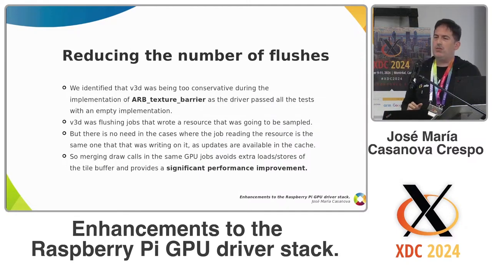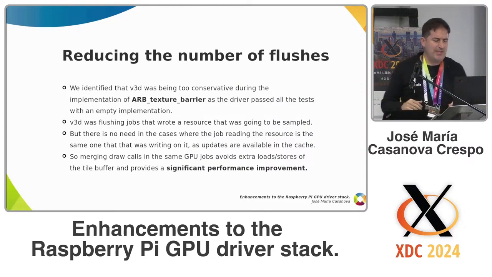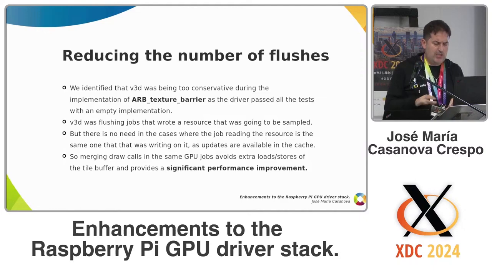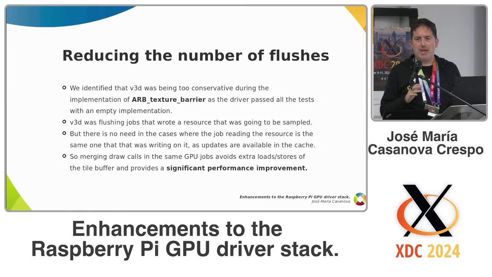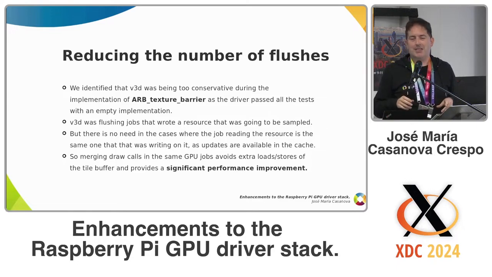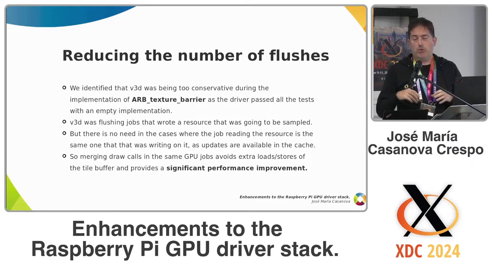I was pointing to a patch from when we were implementing the texture barrier extension for OpenGL, which at the end is usually implemented by just flushing the jobs that the driver has already been working on. And when we were doing this implementation, we identified that our driver was passing all the tests without doing anything. That wouldn't make much sense, because probably we were doing more synchronization than was really needed. The driver was being too conservative.